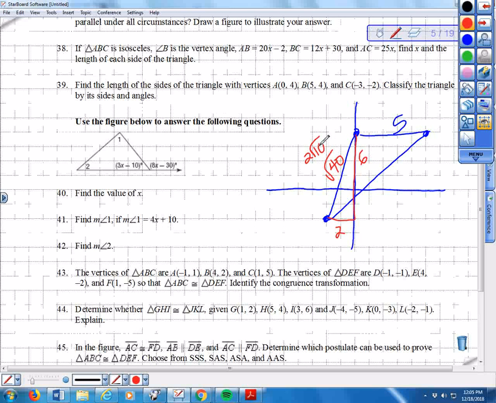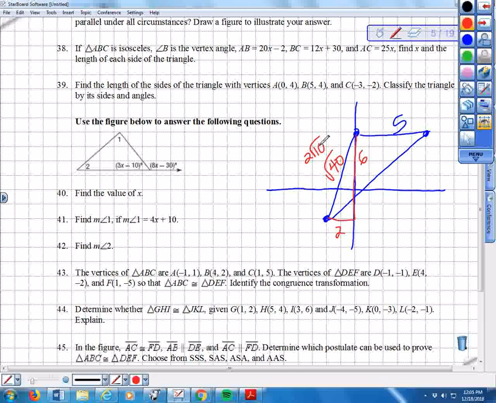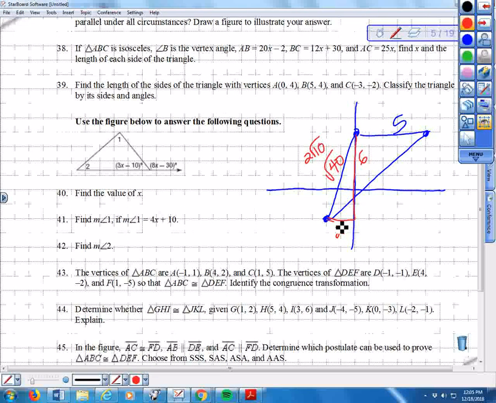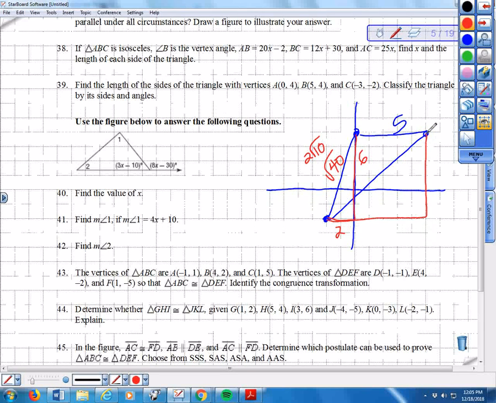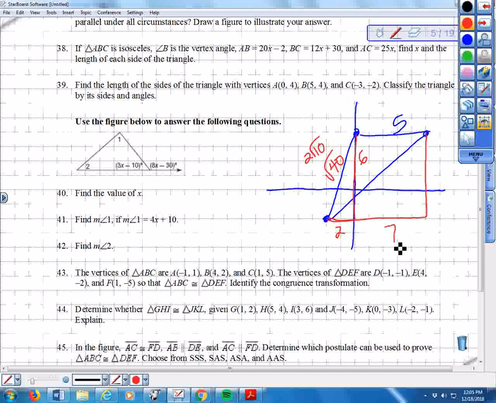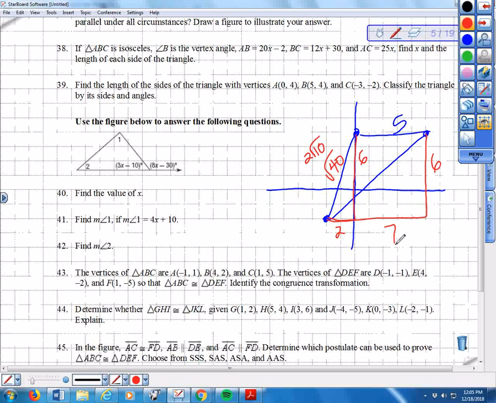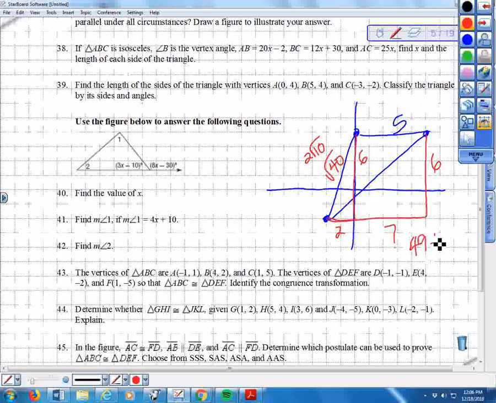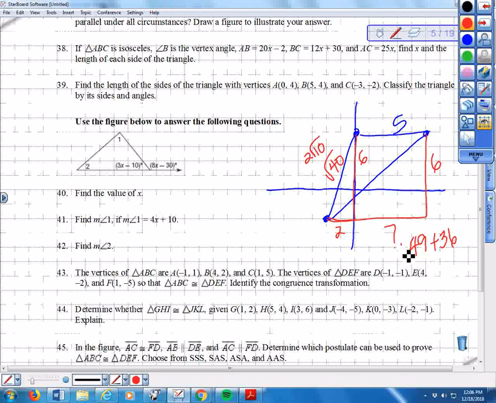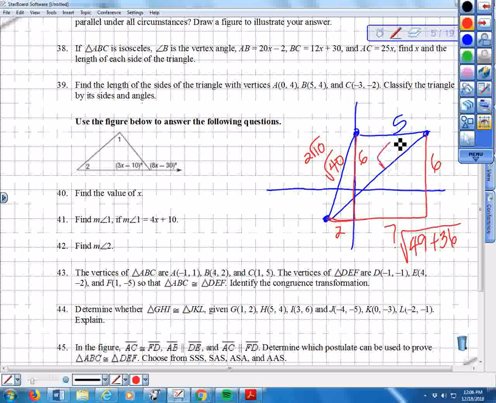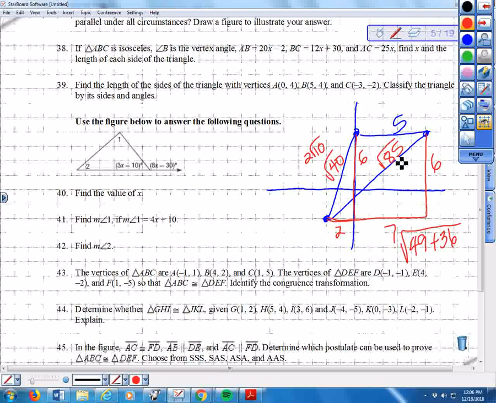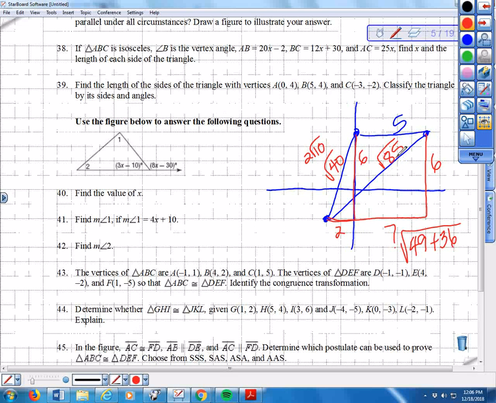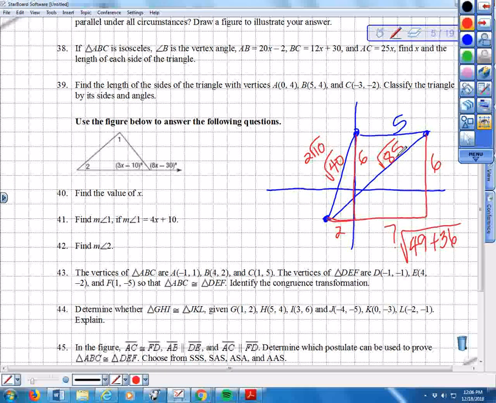Okay. I can do the same thing and draw a triangle from this point to this point. This side is 1, 2, 3, 4, 5, 6, 7. And this side is 2, 4, 6. So 49 plus 36, square root, 85. So that distance is the square root of 85. So now I found the distance of all 3 sides.